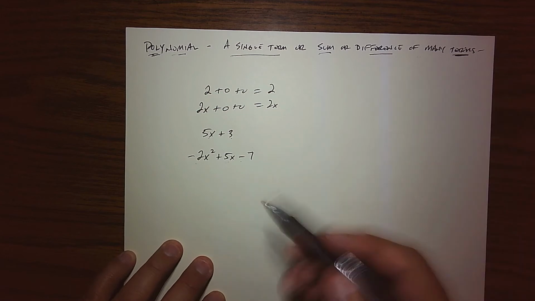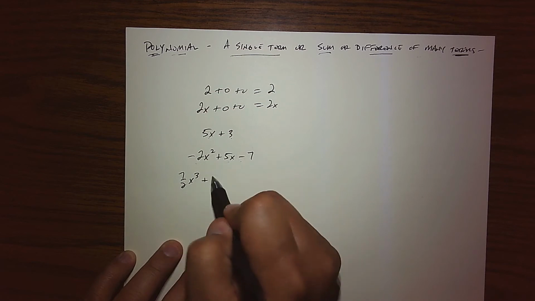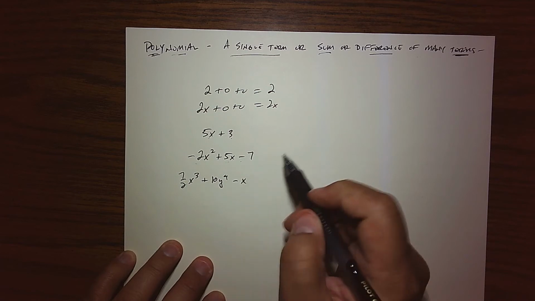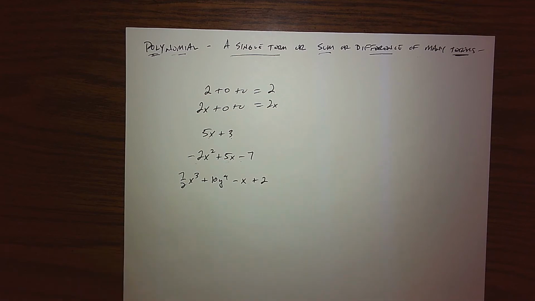And we can just keep building on. Maybe I have 7 halves x cubed, plus 10y to the 4th, minus, let's say, x, and then plus, let's go with 2. There's basically another polynomial. This time I have 4 things in it, and we're adding and subtracting them. That's a term, that's a term, that's a term, and that's a term. So the idea is we're adding or subtracting a whole bunch of terms together. And then with that come other definitions.